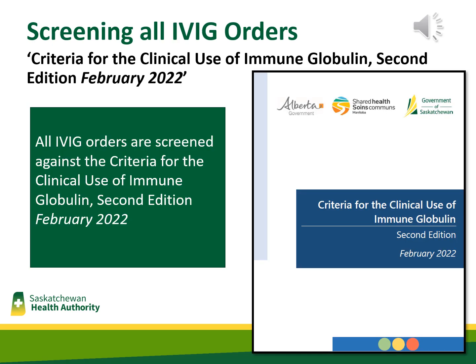All IVIG orders are screened against the criteria for the clinical use of immune globulins. It's a tri-provincial document between Alberta, Manitoba, and Saskatchewan, and should be utilized by the lab, the nurses through the IG Stewardship Program, and physicians who are ordering IVIG.